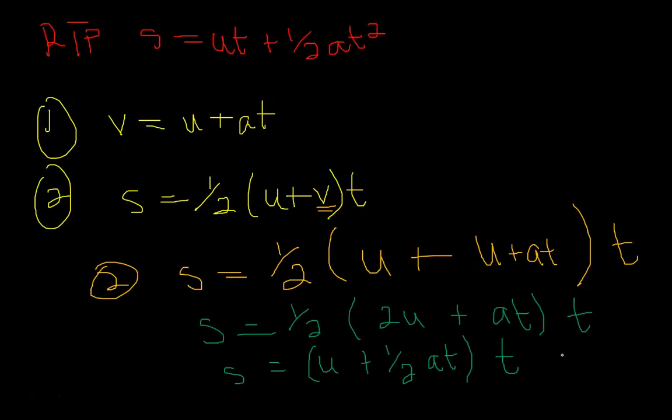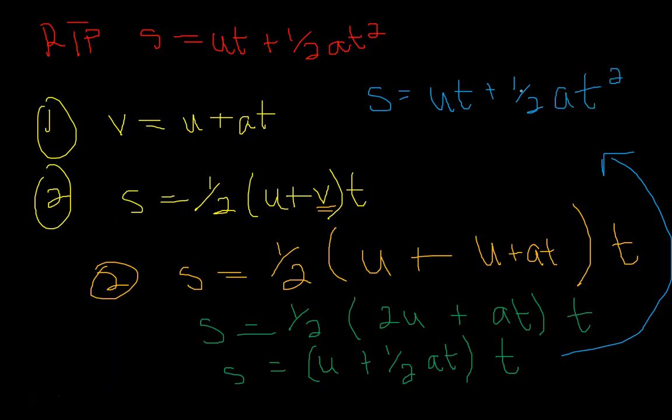In blue now, I'm going up here because I have no space. Multiplying the T by everything in the bracket, S is UT, because U times T is UT, plus a half AT squared. That's how we got the third equation of motion. Are you good with that? Yes, miss. So you just substituted equation 1 into equation 2. Yes, I did.